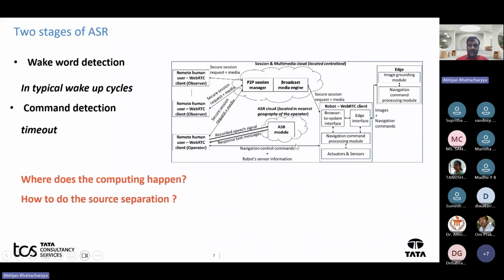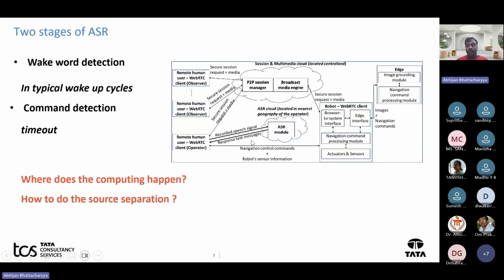So this ASR module identifies the command, and that command is provided over a dynamically established direct, or P2P, link between the human user and the robot, and the robot then gets all the navigation commands and image grounding and everything there. So the idea is that we are not doing the ASR at the robot side, but we are keeping it at the cloud, and this is happening dynamically based on which human is now the operator.